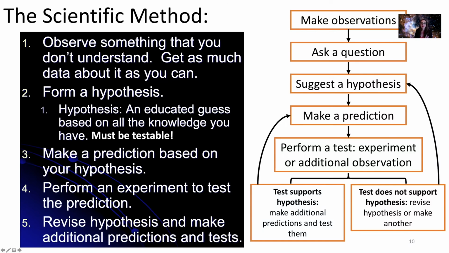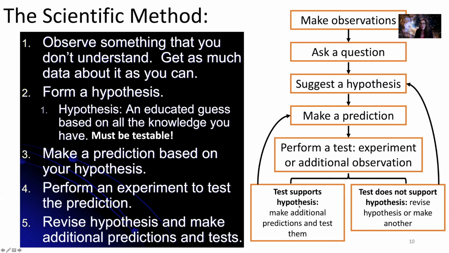Then we form a hypothesis. A hypothesis is an educated guess based on all the knowledge that we already have. And this hypothesis must be something that we can test. Maybe if not now, maybe sometime in the near future. And then we make a prediction based on these hypotheses. And then we perform an experiment or a test to see if we can make sense of these predictions. We experiment or perform additional observations in order to test this prediction here.